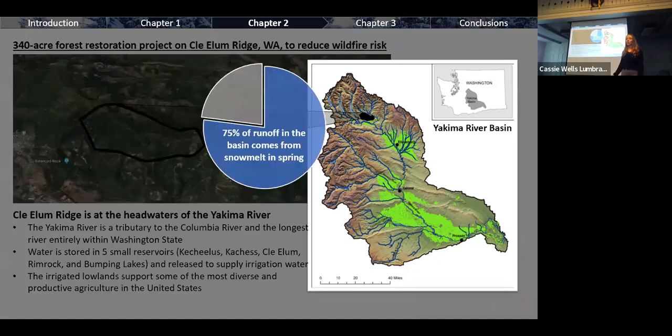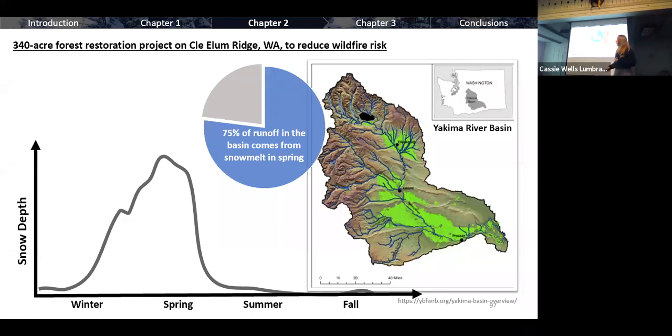But when I'm talking about that, what does it actually mean? Well, I'm a snow hydrologist, so 75% of the runoff from this basin comes from snowmelt in the spring. So if we want to have our cherries and have our hops and make sure we have our fresh water later in the season for fish and streams, we want to make sure we are looking at snow. So if we're looking at snow depth over time, we have snow accumulation in the winter, and then it melts out later to supply our reservoirs.